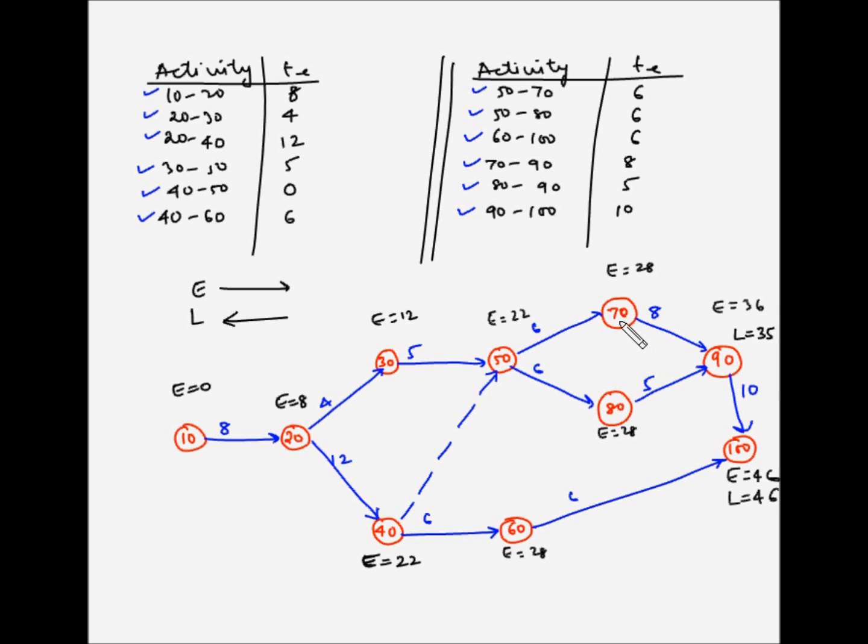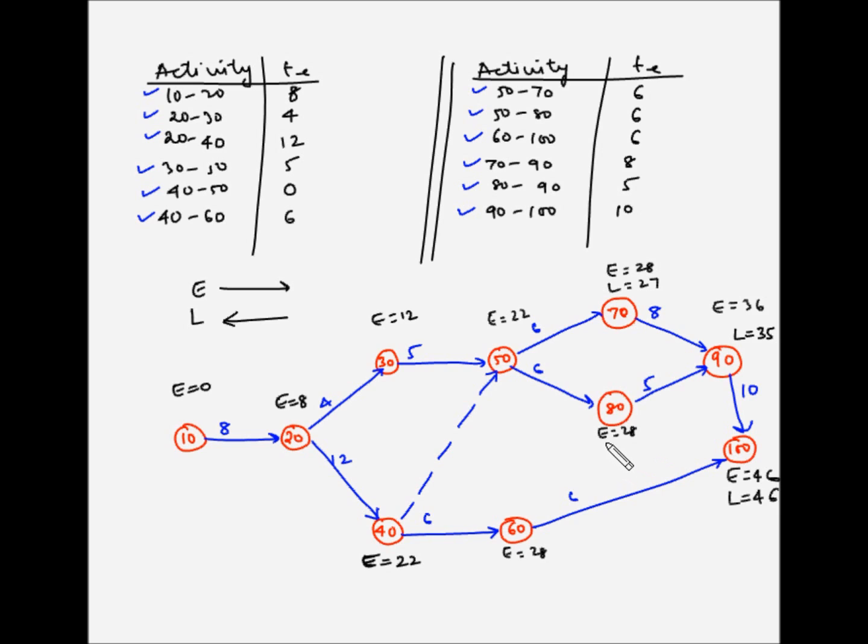Now the latest event number 70 can occur is the time beyond which, if the event is delayed, it will have an impact on the latest occurrence time of event number 90. So latest occurrence for event number 70 will be 35 minus 8, because 8 is the duration for activity 70 to 90, and the latest event number 90 can occur is the 35th day. So event number 70 has to occur by 35 minus 8, which is the 27th day.